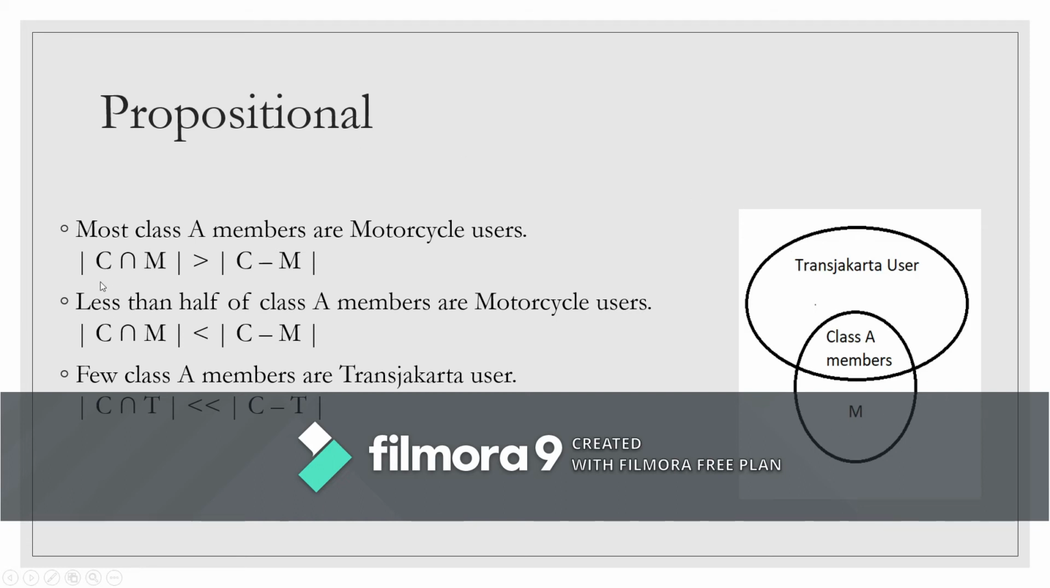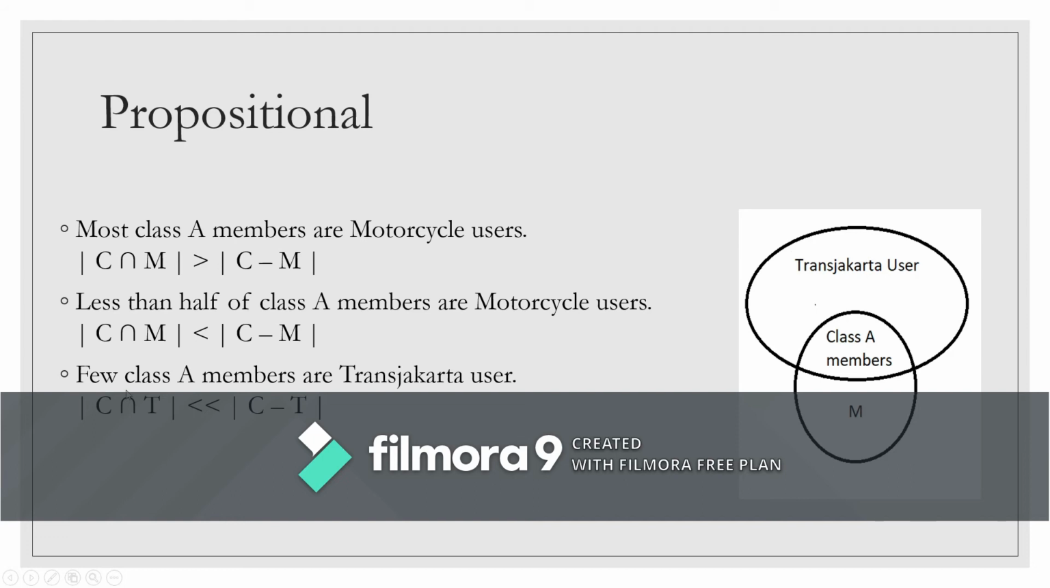Class A members who are motorcycle users are greater than class A members who are not motorcycle users. So minus, the symbol is not part of the group, not part of motorcycle users. Less than half of class A members are motorcycle users. Class A members who are motorcycle users are less than class A members who are not motorcycle users. So this amount is smaller than this one. That means it must be less than half of class A members.